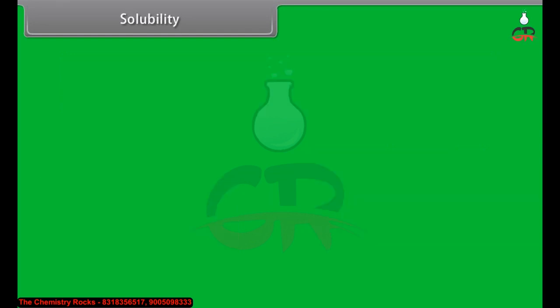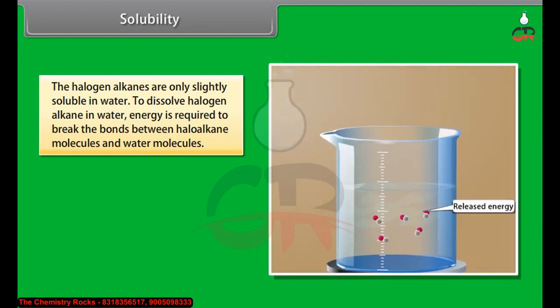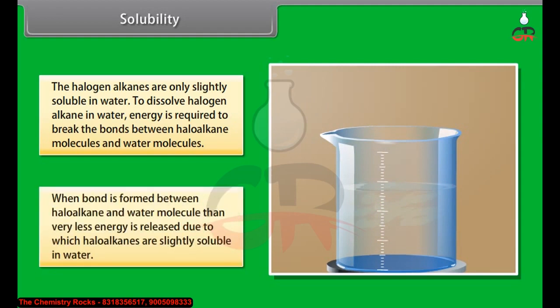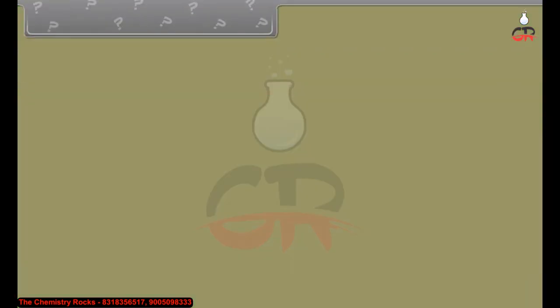Solubility. The haloalkanes are only slightly soluble in water. To dissolve haloalkane in water, energy is required to break the bonds between haloalkane molecules and water molecules. When a bond is formed between haloalkane and water molecule, very little energy is released, due to which haloalkanes are slightly soluble in water. Haloalkanes are soluble in organic solvents such as ether, alcohol and benzene because the energy released and required are the same.